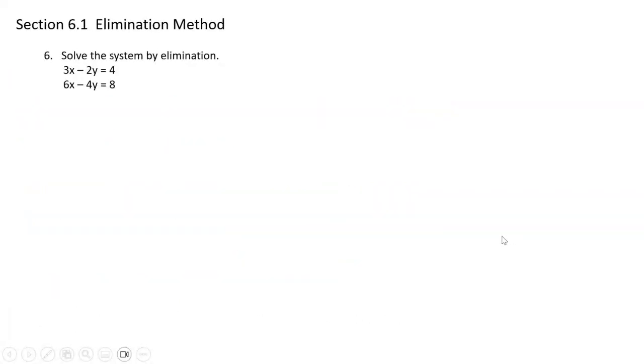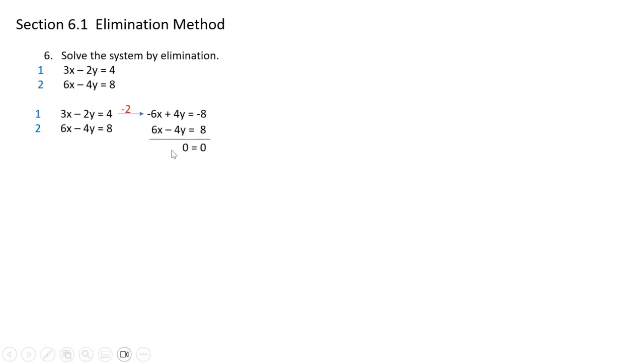Okay, now let's do another one here. Now here, what should we get rid of? The x's or the y's? These are almost the same, right? Because if we want to get rid of the x's, we multiply the first equation by -2. But if we notice here, -2 times 3x will give us -6x, -2 times -2y will give us +4y, and -2 times 4 will give us -8. If you notice equation 2, everything's the opposite sign, so everything will cancel.